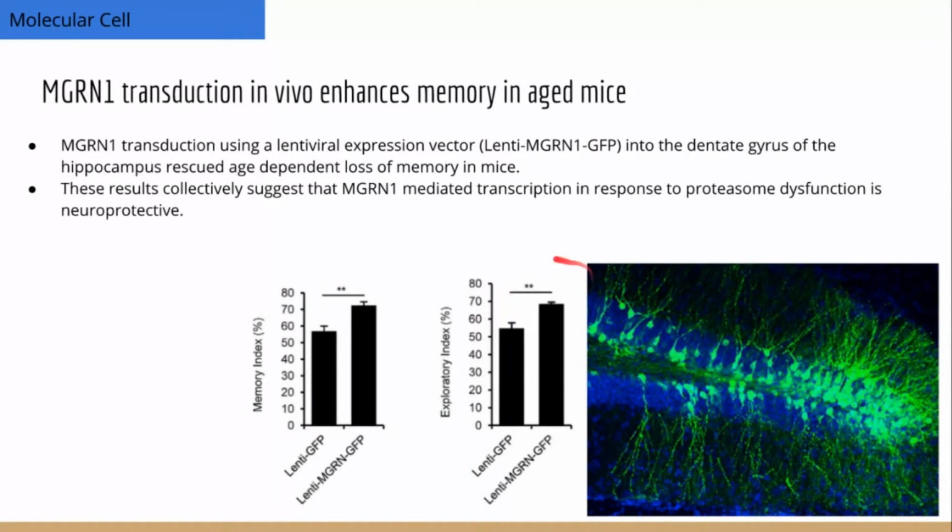Mice transduced and overexpressing MGRN1 had significantly better memory, as assessed by these tests, and significantly better general cognition, as assessed here. These results represent the coup de grace of their experiments, suggesting that MGRN1-mediated transcription in response to proteasomal dysfunction is indeed a very physiologically relevant process. And you can see this beautiful image here, which shows the immunocytochemistry and the expression of the MGRN1 GFP transcript that was transduced into the hippocampus.